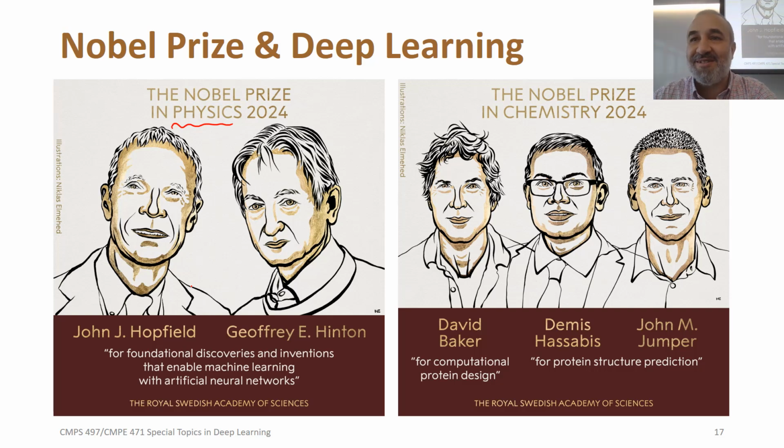learning in particular. And on the other side, these guys got the Nobel Prize in chemistry, but for the reverse direction. They used deep learning to predict, I think, chemical structures, or to discover chemical structures. So both are related to deep learning, which has a very important implication.